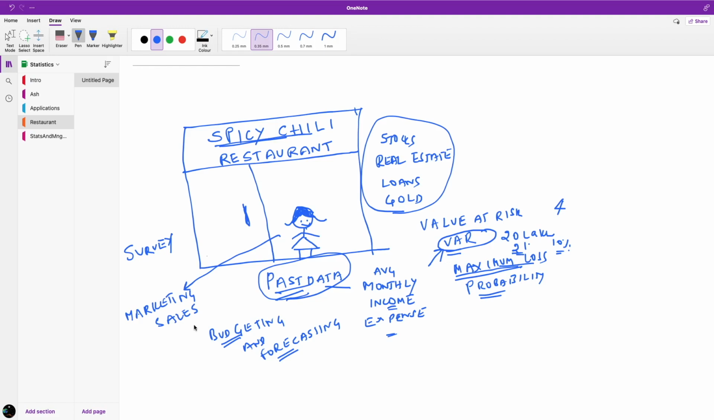Also, based on the demographic information of the customers that are currently coming to her restaurant, some of the demographic information is the age group, the income level, their qualification.